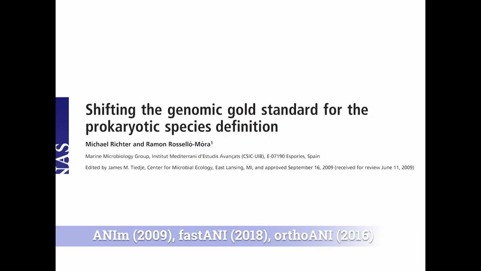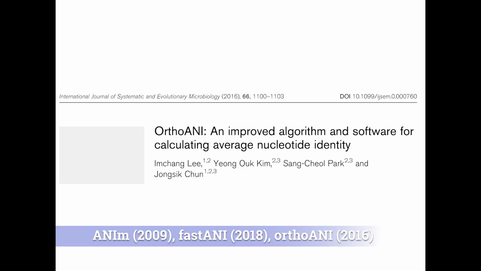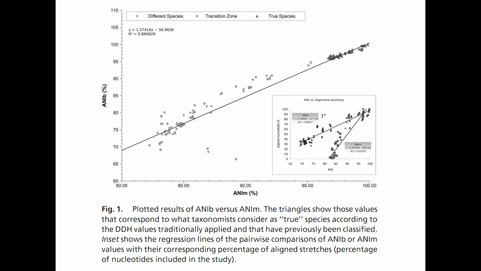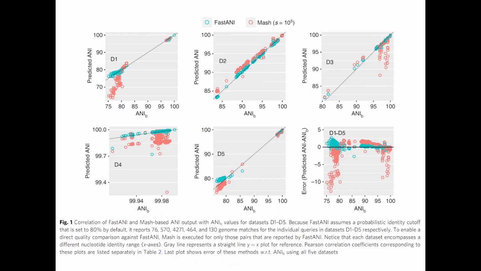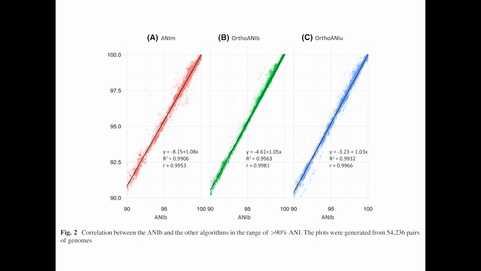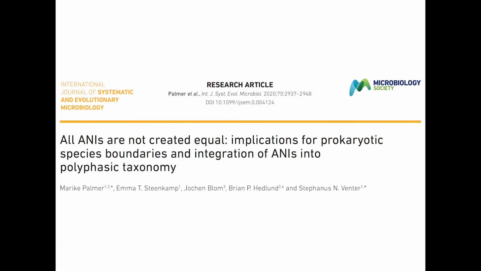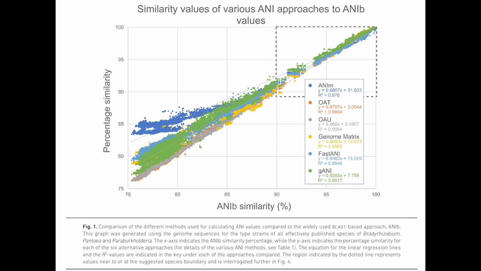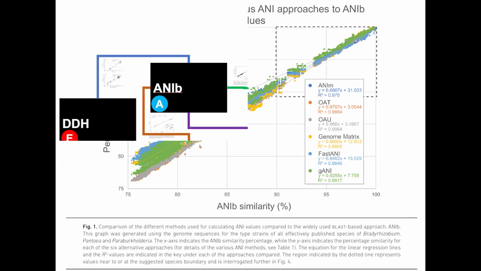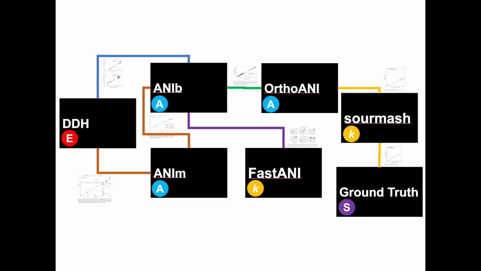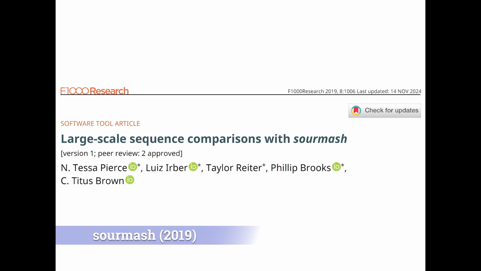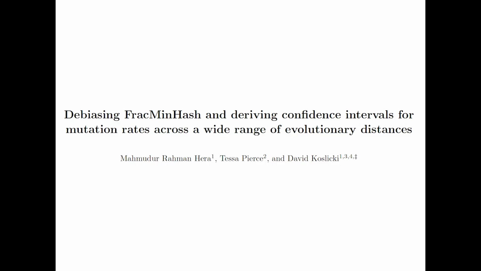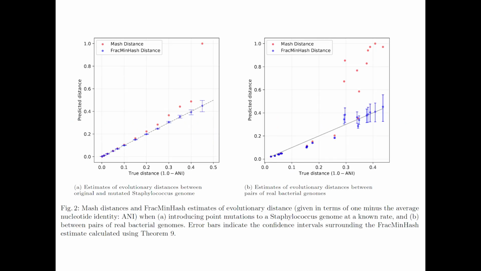Later ANI methods, such as ANIm, fastANI, and OrthoANI, were benchmarked against ANIb to show that they generally agreed with that method. But this kind of transitive benchmarking of ANI methods against another ANI method whose own accuracy is not established is only a form of consistency test, not a validation of the accuracy of each of the methods. Recently, the sourmash tool was benchmarked against a synthetic ground truth, as well as against the OrthoANI method, but this kind of objective benchmarking against an actual ground truth is unusual to see in the literature.